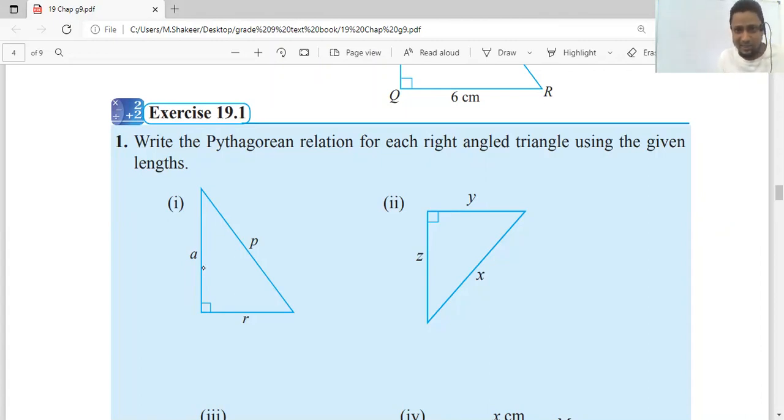Look at this one. According to this right angle triangle, I think you can see the screen. Here you have the right angle triangle. Opposite to the right angle we call the hypotenuse. What is the hypotenuse in this one? This length P. This is the hypotenuse side, and we know the length of that one is P.